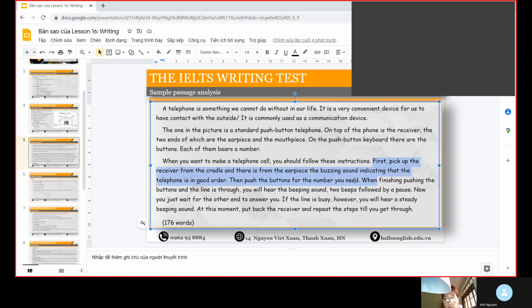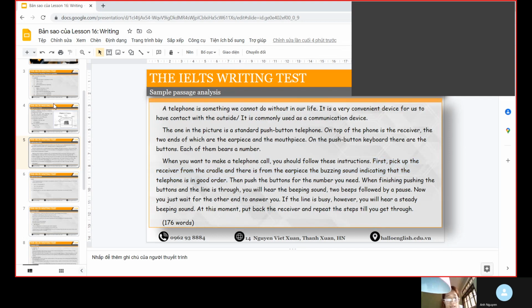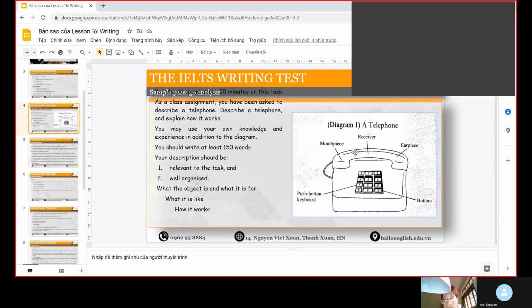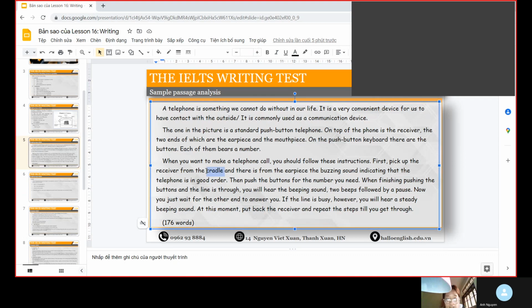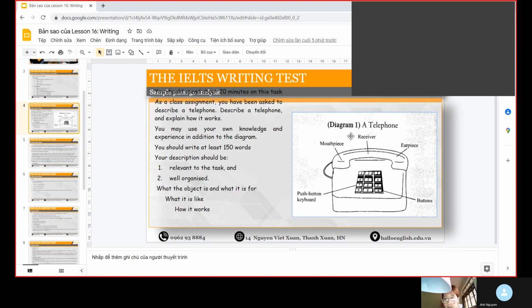First, pick up the receiver from the cradle, and there is from earpiece the buzzing sound indicating that the telephone is in good order. Đầu tiên thì mình sẽ cầm cái receiver lên. Hiểu chưa nhỉ? Có một từ ở đây, cradle. Cradle đây sẽ chính là cái giá đỡ ống nghe điện thoại này. Rồi, vậy thì trước hết mình sẽ cầm cái receiver lên, nhấc cái receiver khỏi cái giá đỡ, cái cradle.